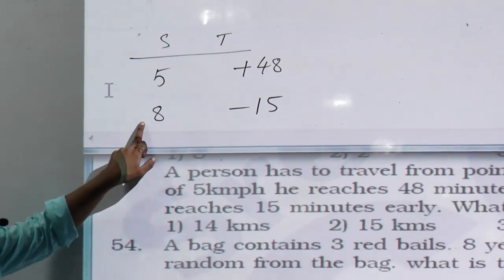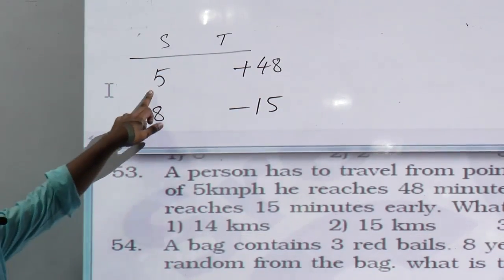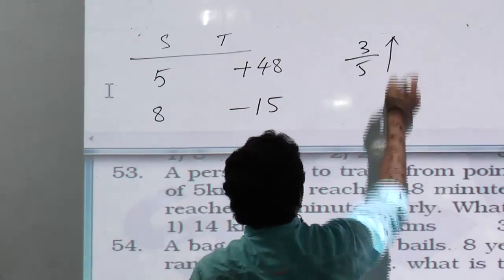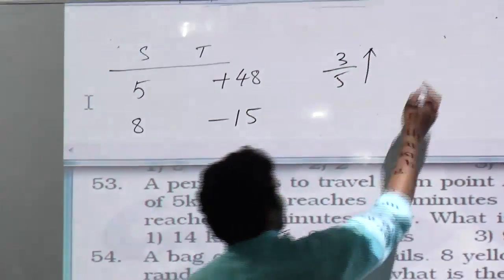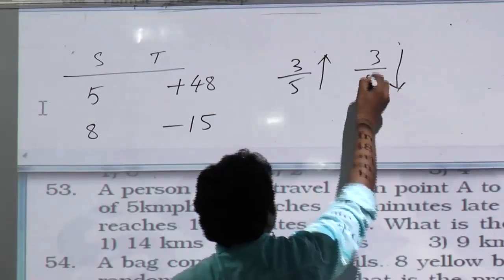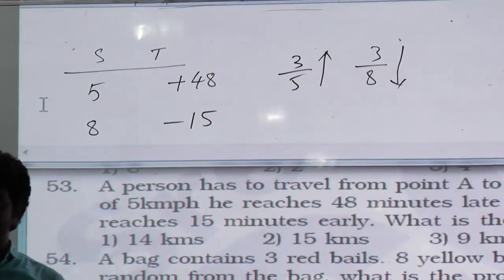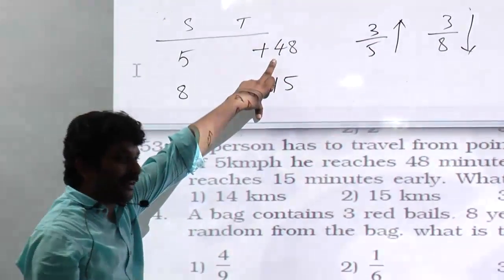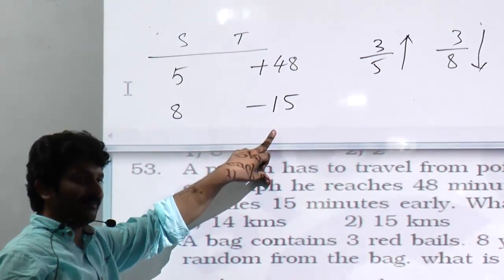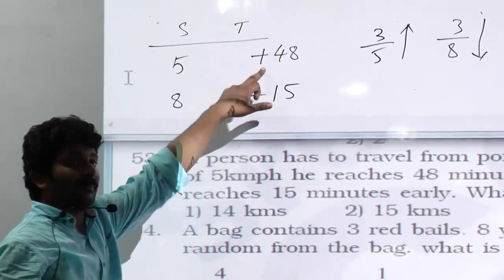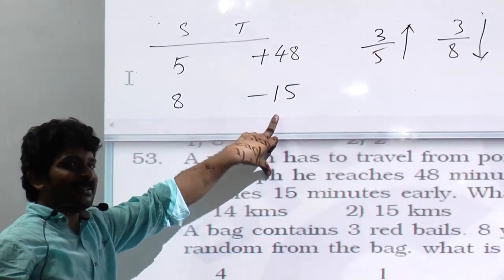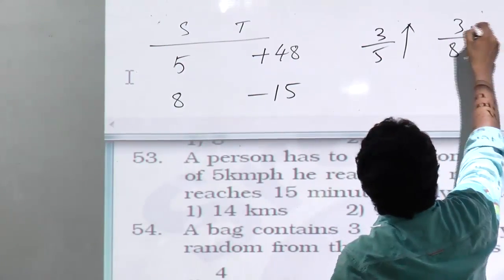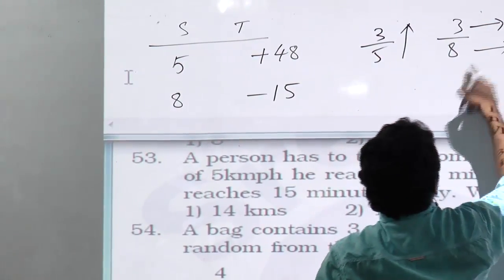Speed increased by how much? 3 kilometers. From where? 5. So speed increases by 3 by 5. For always increase of 3 by 5, there should be decrease of 3 by 8. Yes or no? There should be increase of 3 by 8. From 48 minutes late to 15 minutes early. What is the difference here? Plus 48 and minus 15, what is the difference? 63. So 3 parts is 63, 8 parts is how much?